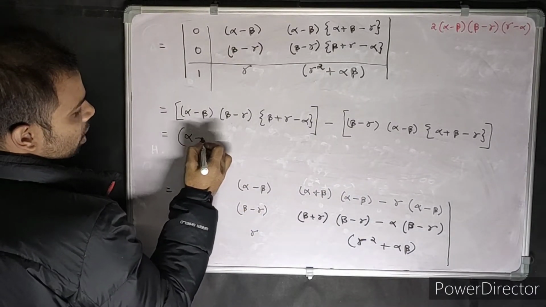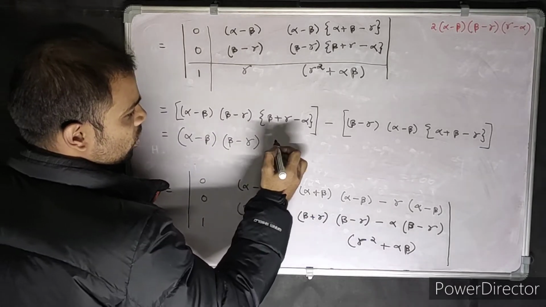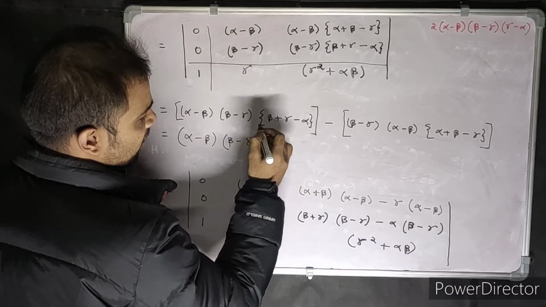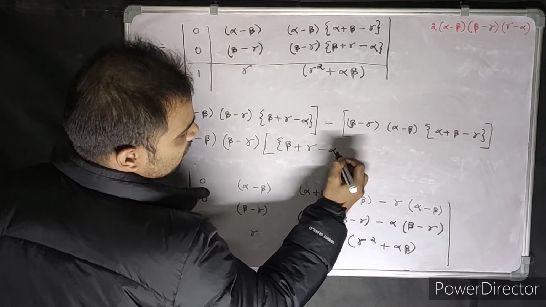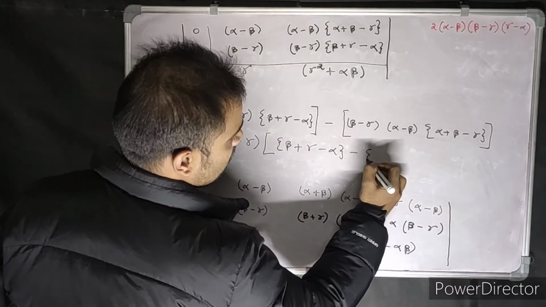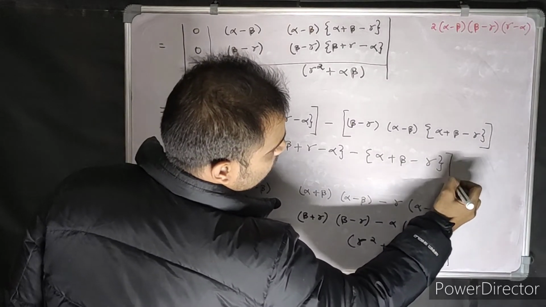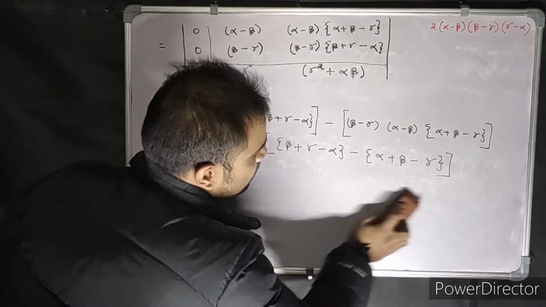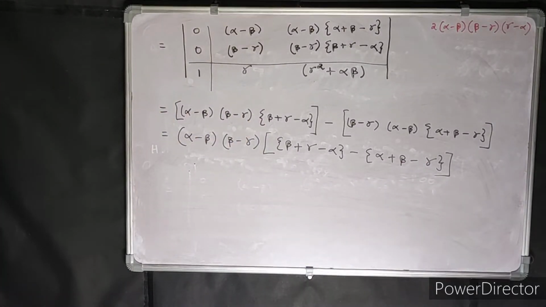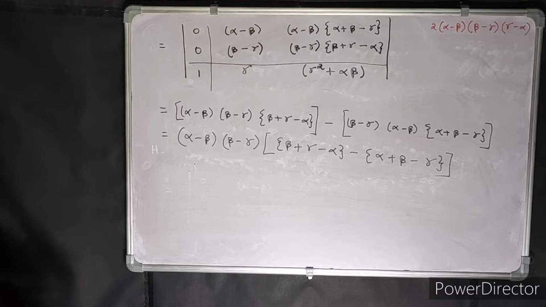Take them out. Alpha minus beta and beta minus gamma came out. So what are you left with? You're left with this part, beta plus gamma minus alpha minus alpha plus beta minus gamma. See, split it into two parts. Now, what do we do from here? All correct? Yeah. Next is do this.